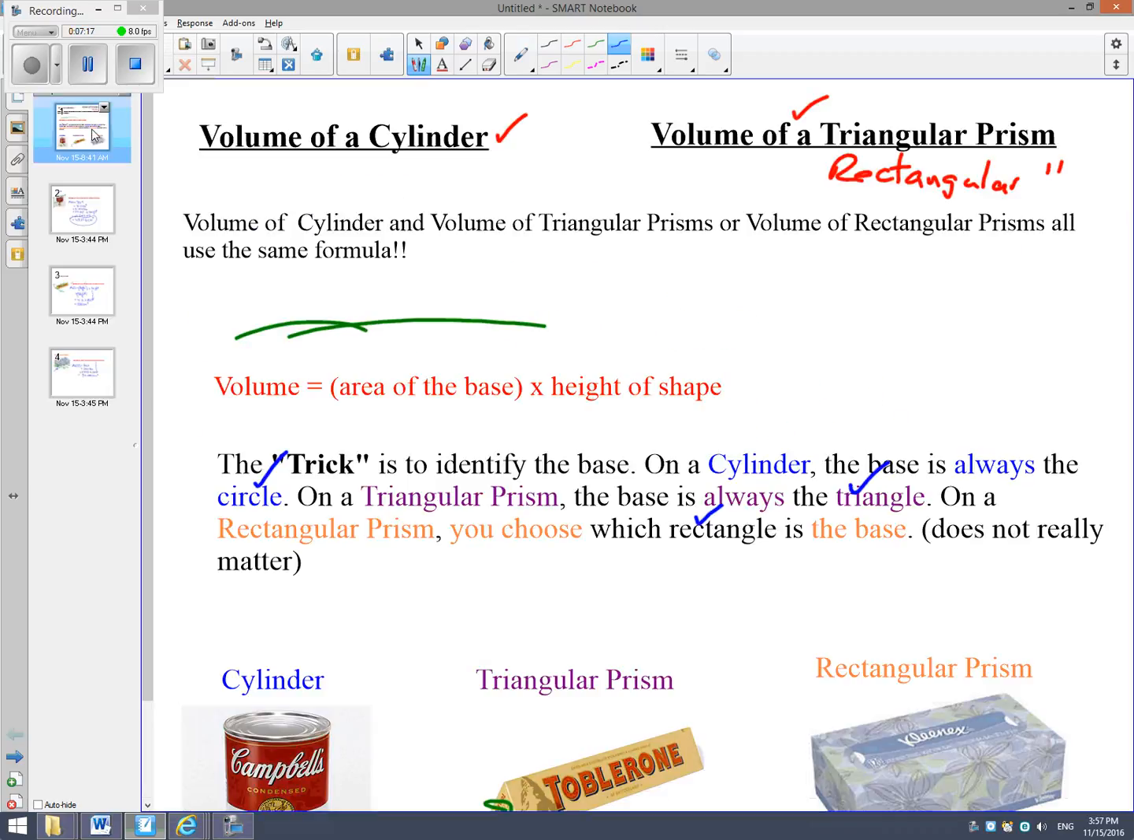When you're looking at this thing as a whole, remember that we are going to use the same formula for all of them. Makes life easier. Another important point to remember is that the formula is the area of the base times the height of the shape. There is a trick. The trick is to know that for a cylinder, the base is the circle. For a triangular prism, it's always going to be the triangle as your base. And for a rectangle, it's always going to be whatever rectangle you want it to be.